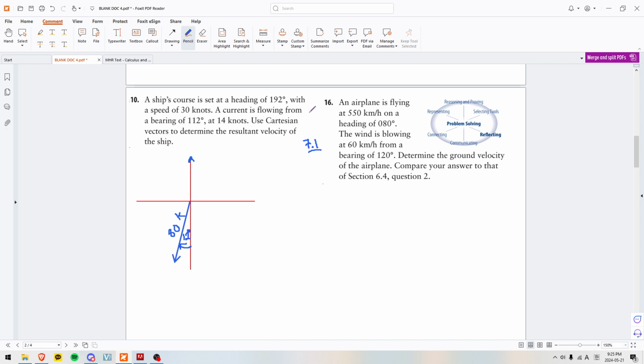A current is flowing from a bearing of 112. So from, if this is 90, 100, 112, somewhere around here, that means the current is going to that direction. So if that's 112, that would be 22. So this would be 22 degrees, 14 knots. Use Cartesian vectors to determine the resultant vector of the ship. Okay.